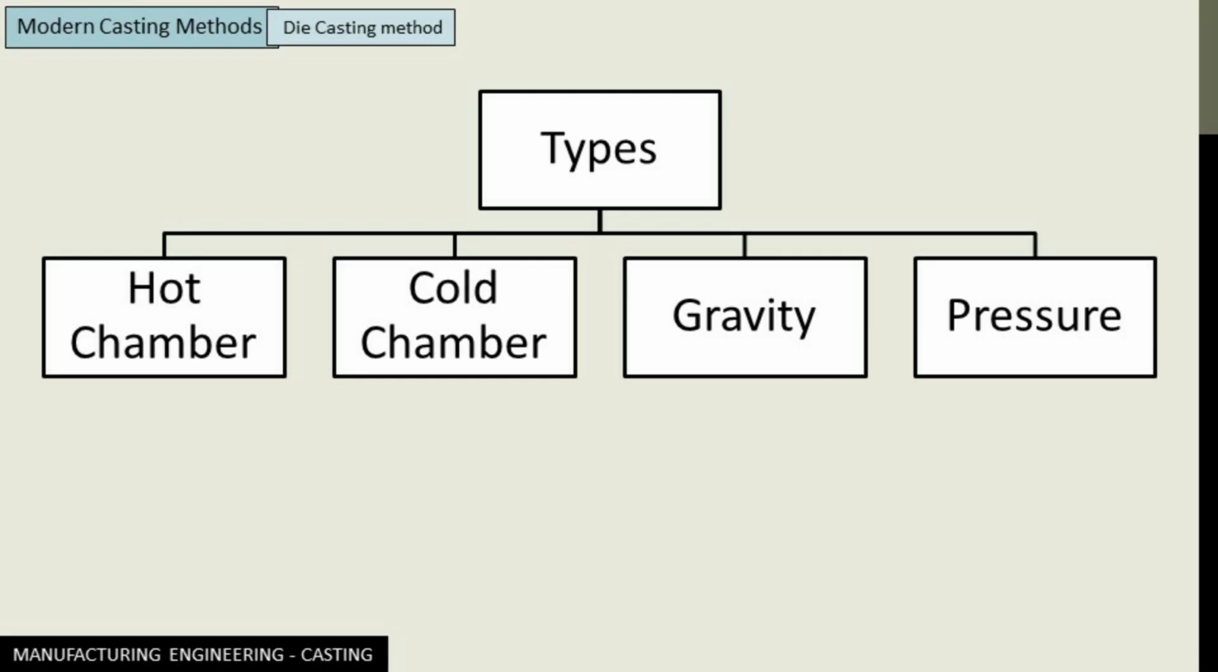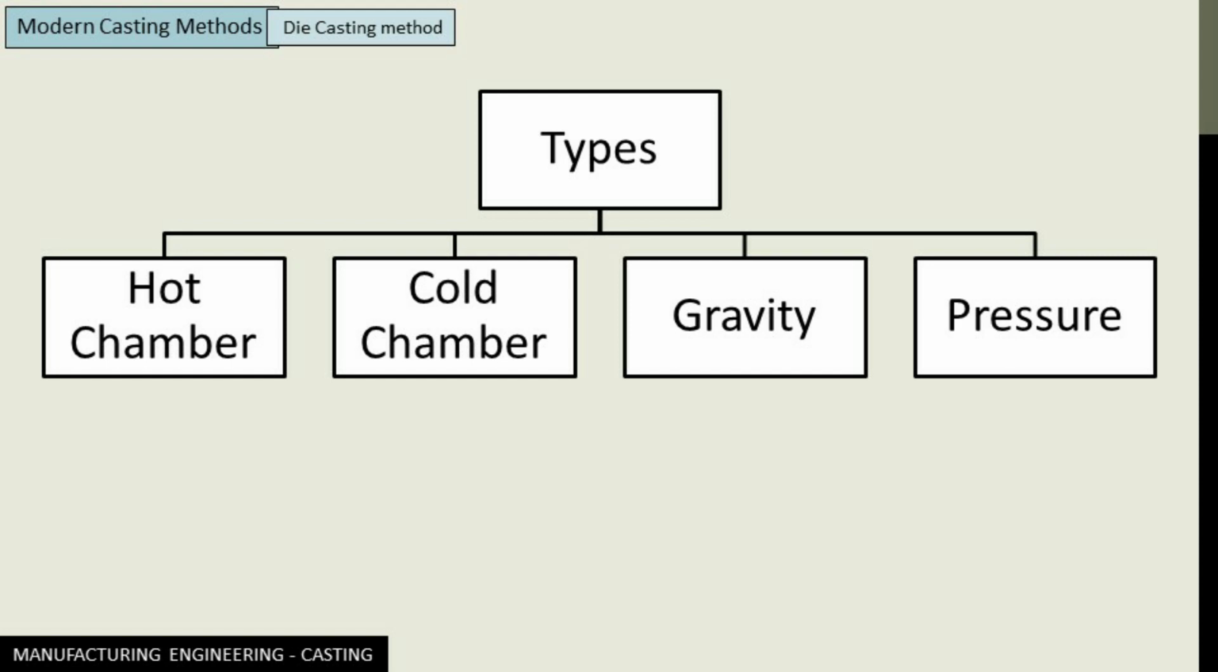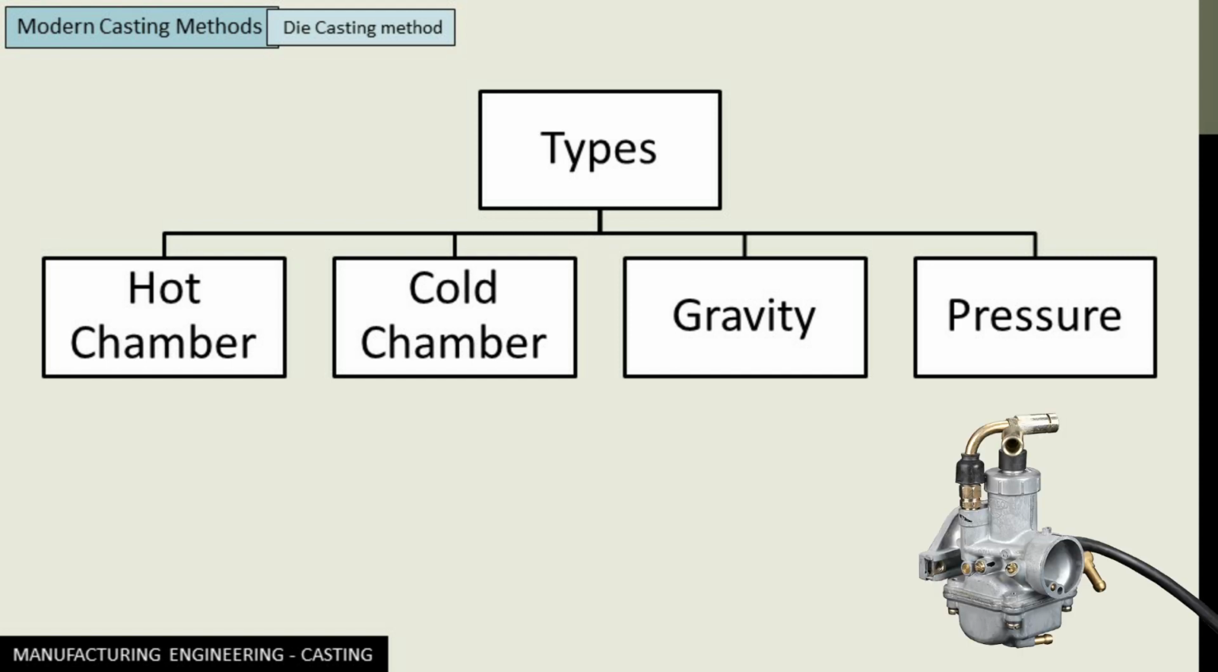And last but not the least, we have pressure die casting. In pressure die casting, the flow of molten metal is because of pressure applied by a piston or ram. Through this kind of die casting process, complicated shapes can be obtained, for example, the carburetors of IC engines.